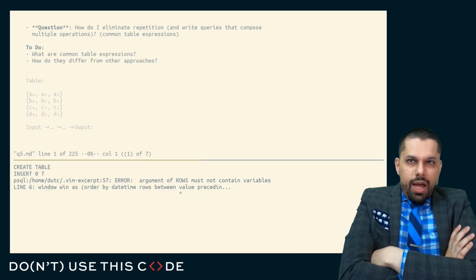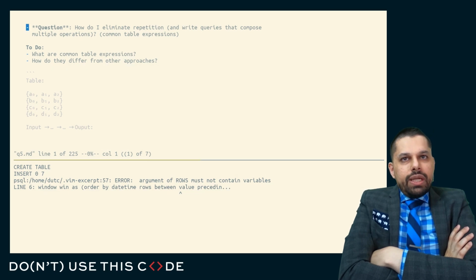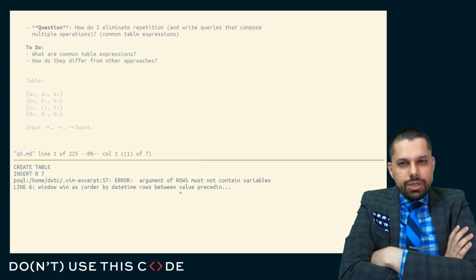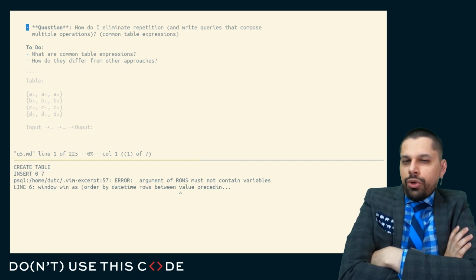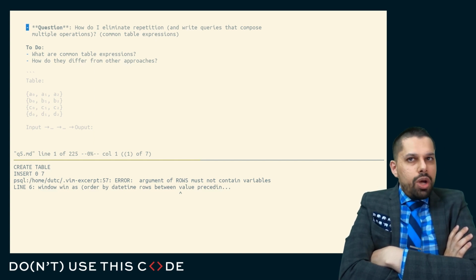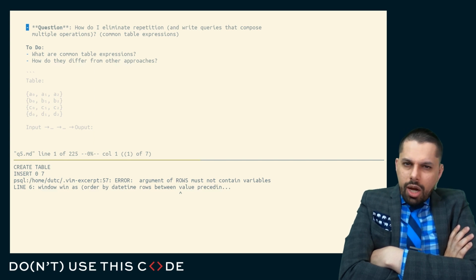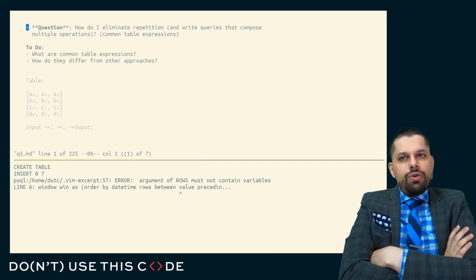In this question, I want to talk about another way that we can eliminate repetition. We can write queries that compose multiple operations. I want to talk about another thing that we could call a variable in SQL. I want to talk about common table expressions. What are common table expressions and how do they differ from other approaches?